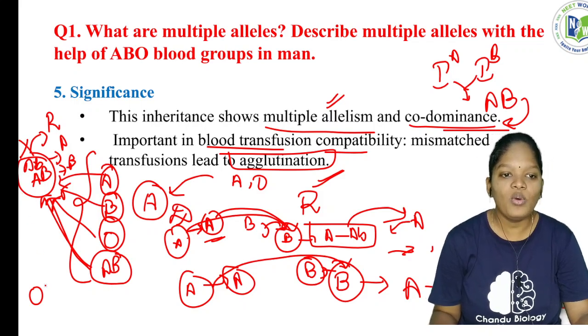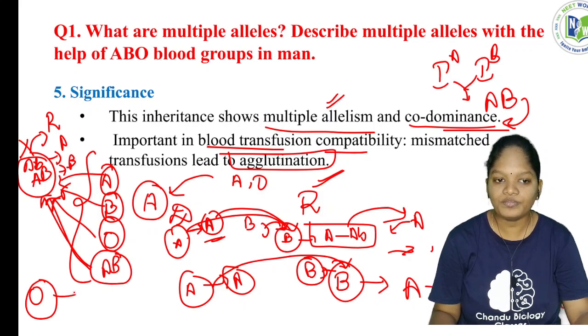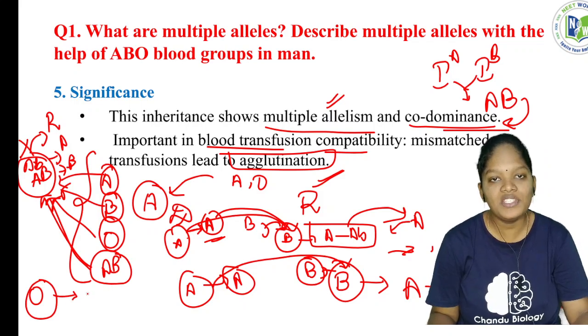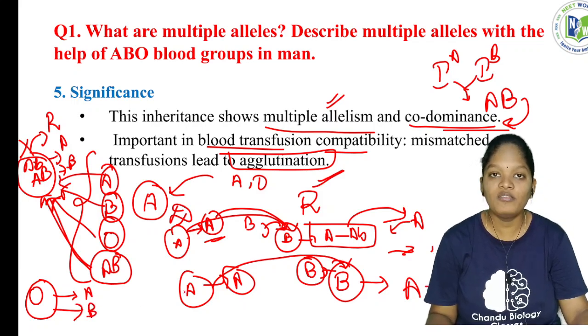Now, this is a person having the O blood group, and what will be the antigen present here? There will be no antigen present here, but both antibodies will be there. The A antibody will be present, and the B antibody will also be present in a person having the O blood group.